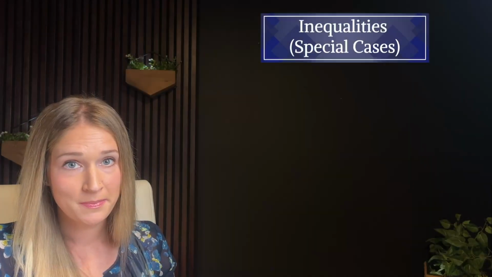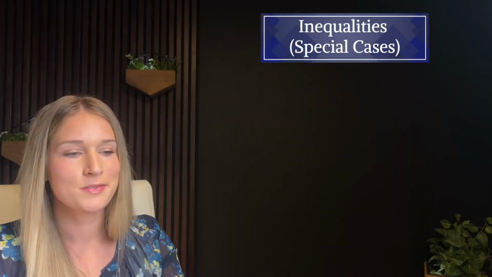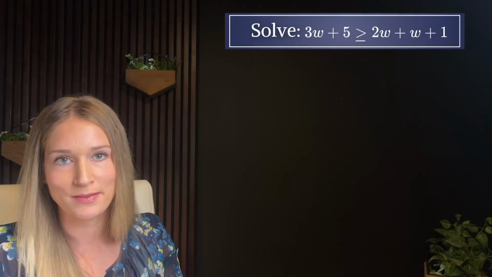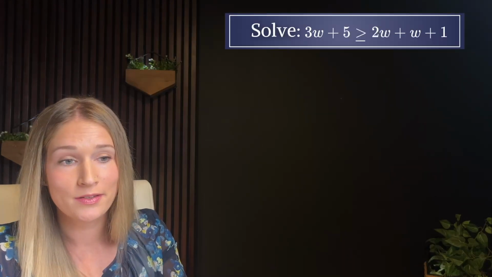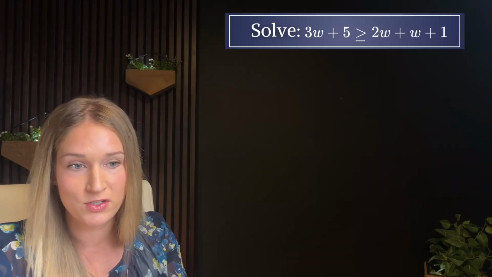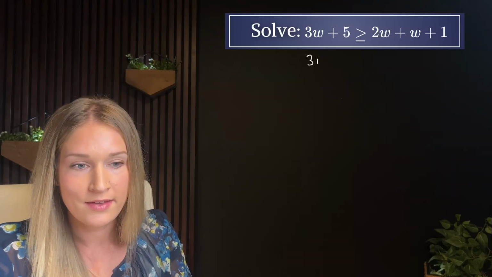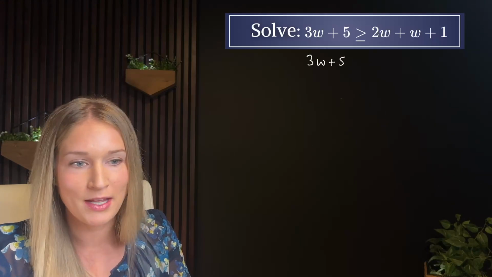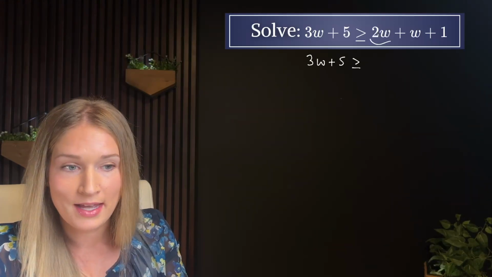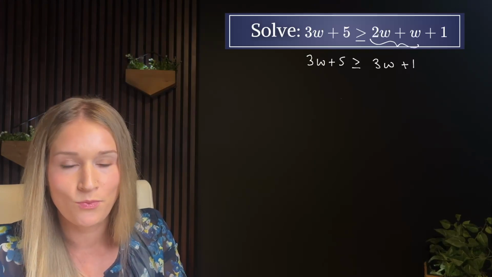We've talked a little bit about inequalities, but let's talk about some special cases of inequalities. So first we'll do this one. Whenever you're solving inequalities or equations, make sure you simplify each side individually first as much as possible. On the left side of this one, I can't multiply or add, so I'll just leave it 3w plus 5. But on the right side, I can add the 2w plus w to get 3w plus 1.